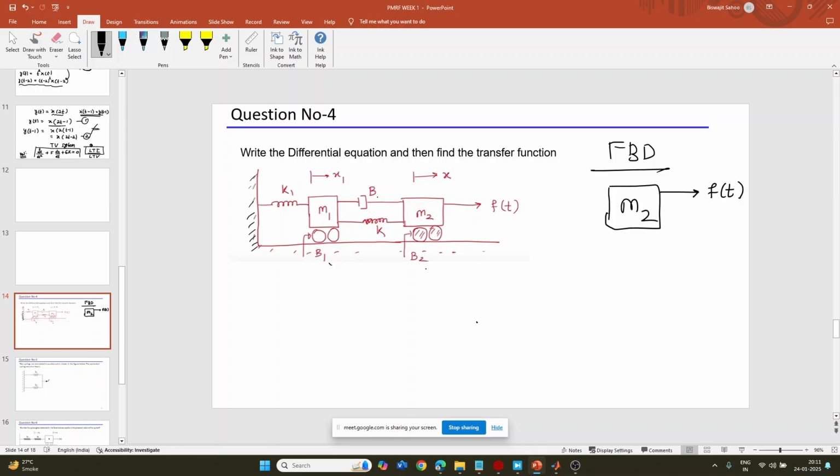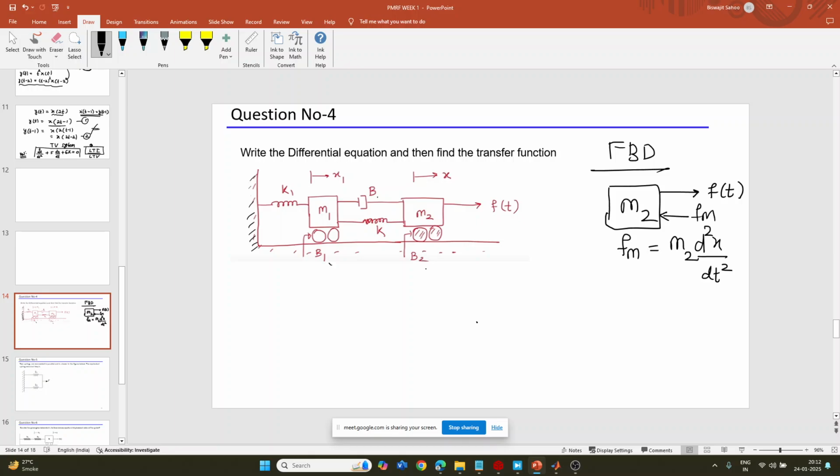But this mass always tries to remain in its standstill position, so there is a force because of the moment of inertia. Let's call this force Fm. It is nothing but mass into acceleration. For m2, displacement is x, so acceleration is d square x by dt square. This force acts in the opposite direction of the applied force, so one force is now acting on the left-hand side.